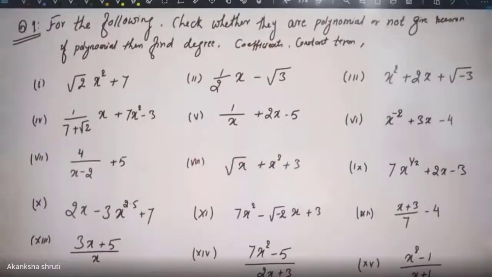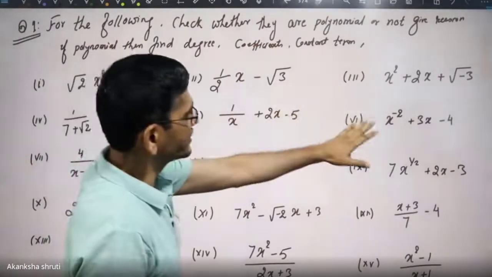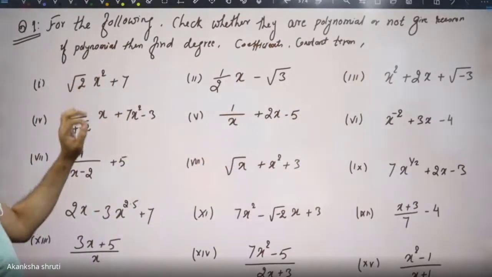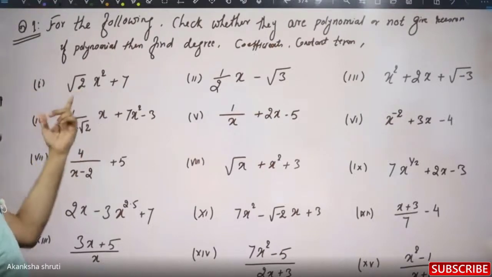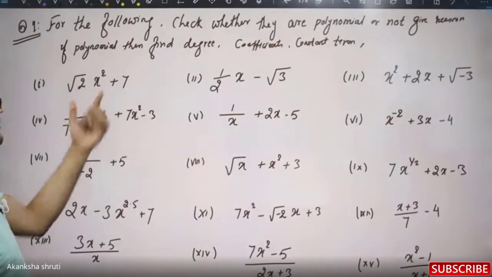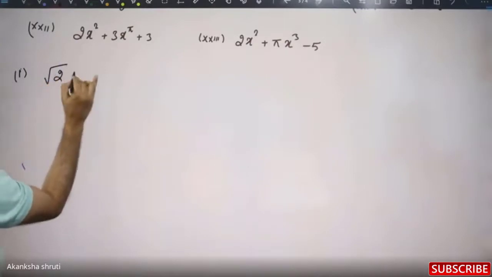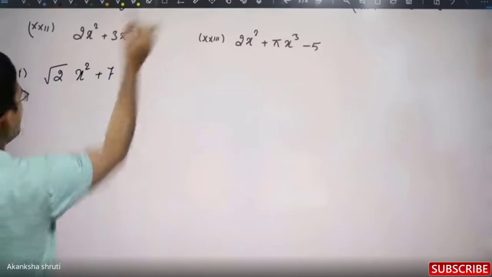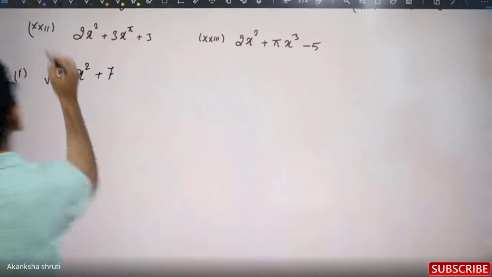Whatever two things we have learned, we have to apply them in each of these questions, then we can tell whether it is a polynomial or not. Yes student, tell me, the first one is under root 2 x square plus 7, whether it is a polynomial or not. Please tell me quickly. So it is a polynomial. Answer is yes.